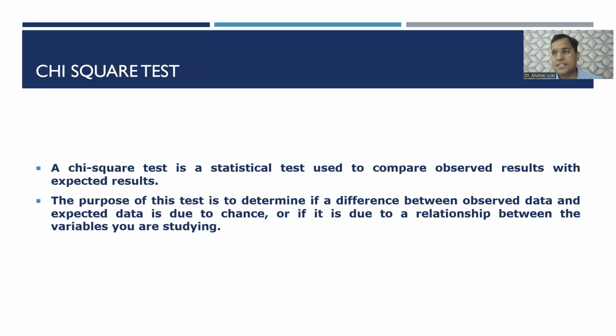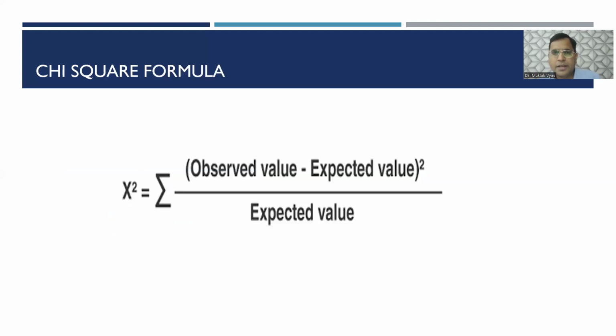So chi-square test was developed by R.A. Fisher, the man who has given experimental design. Chi-square test is a test of independence, goodness of fit, and where you compare expected frequency with the actual or the observed frequency. Now, formula of chi-square test.